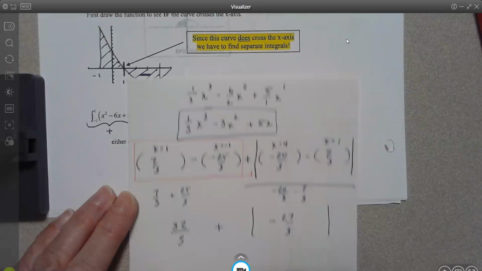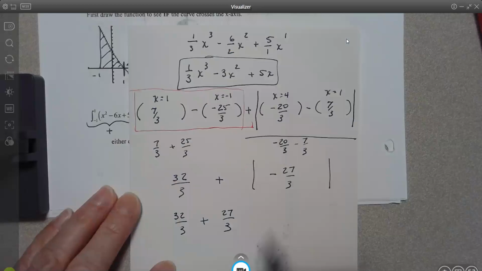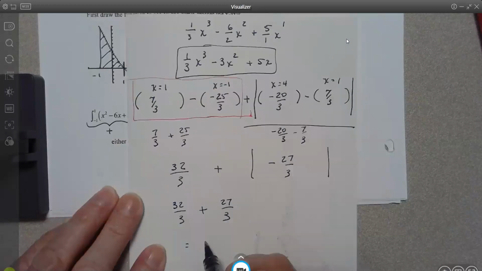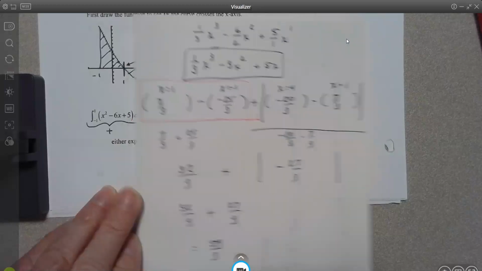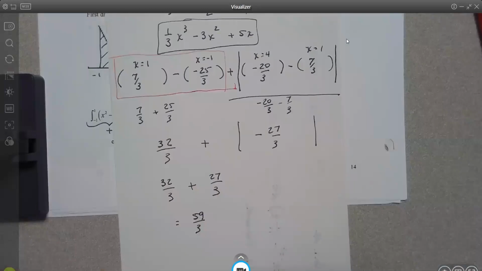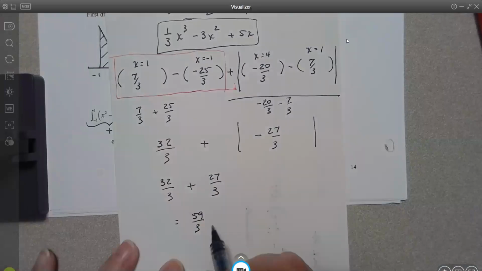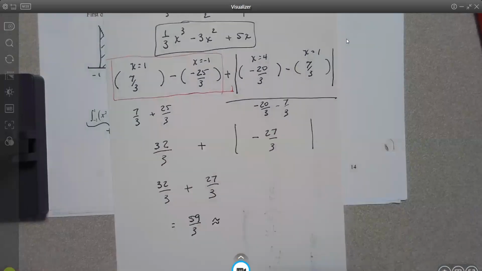Absolute value of a negative is a positive. So that would give me what? 59/3. Okay, good. I am going to find the decimal approximation because I'm going to show you something here in just a second.